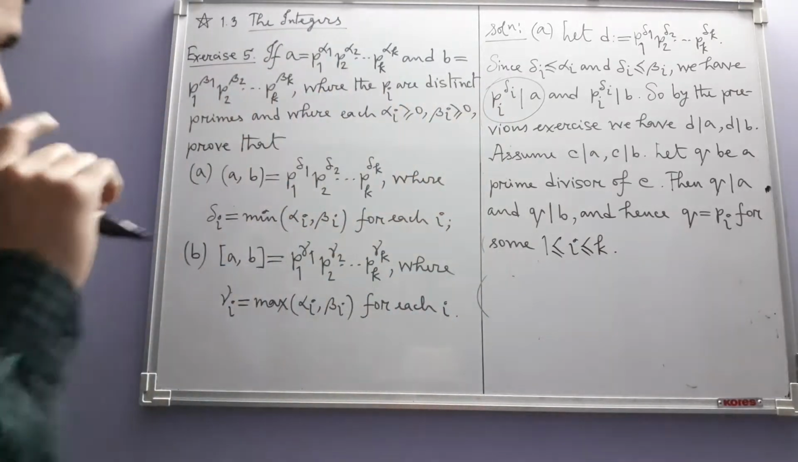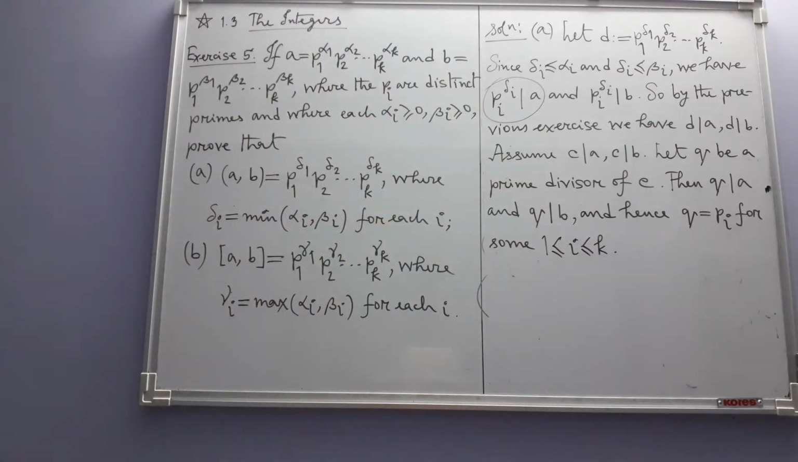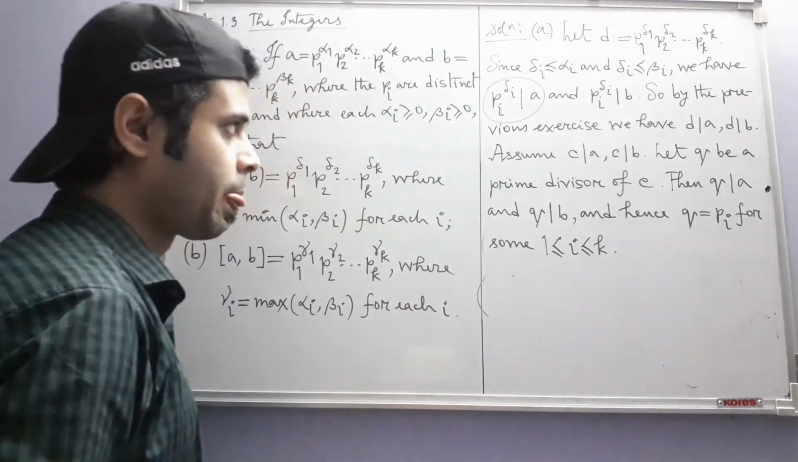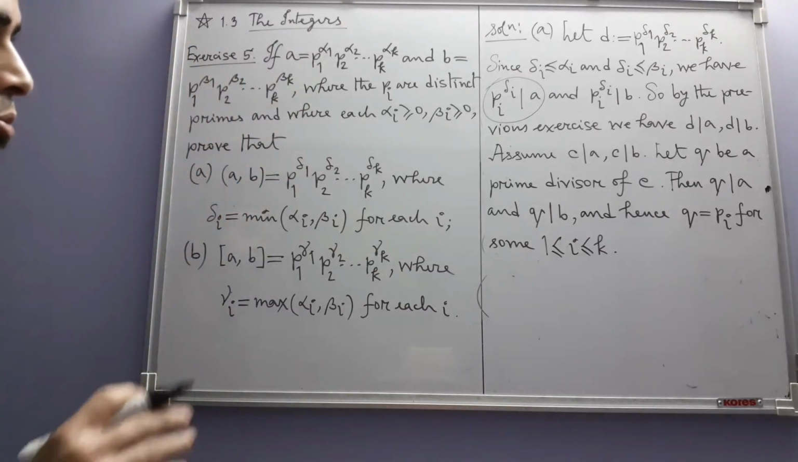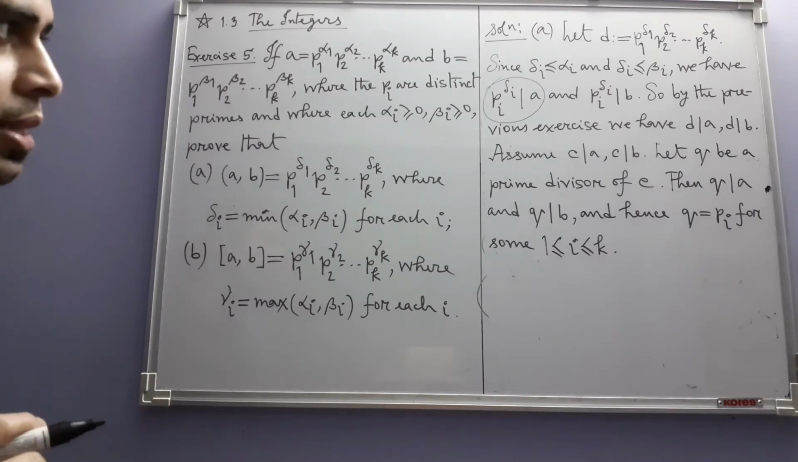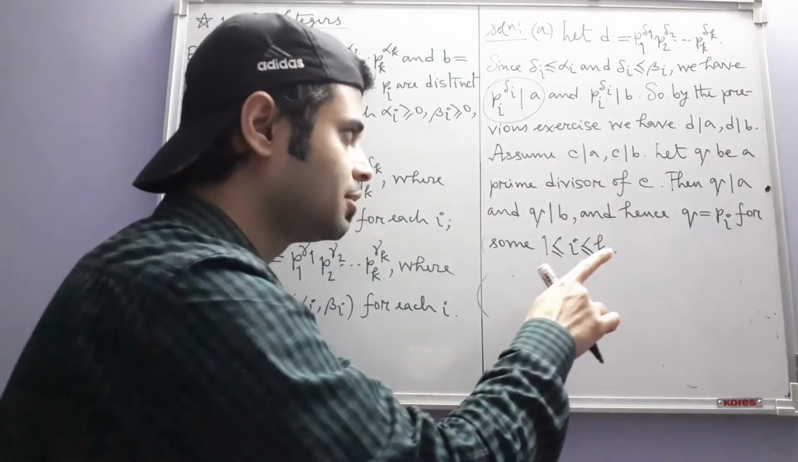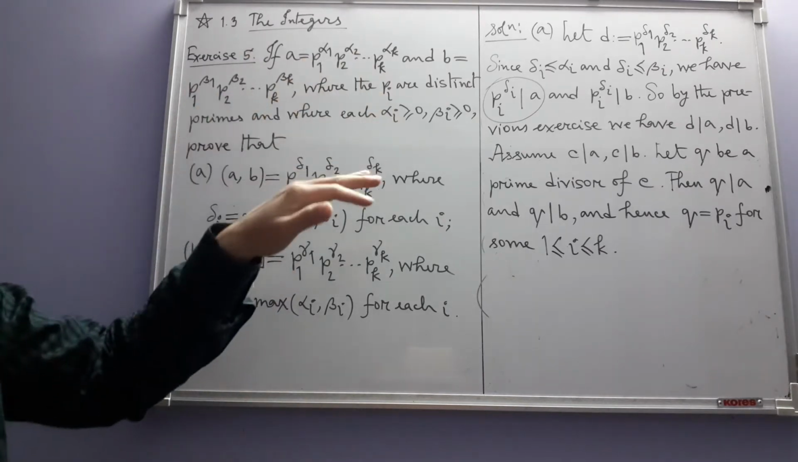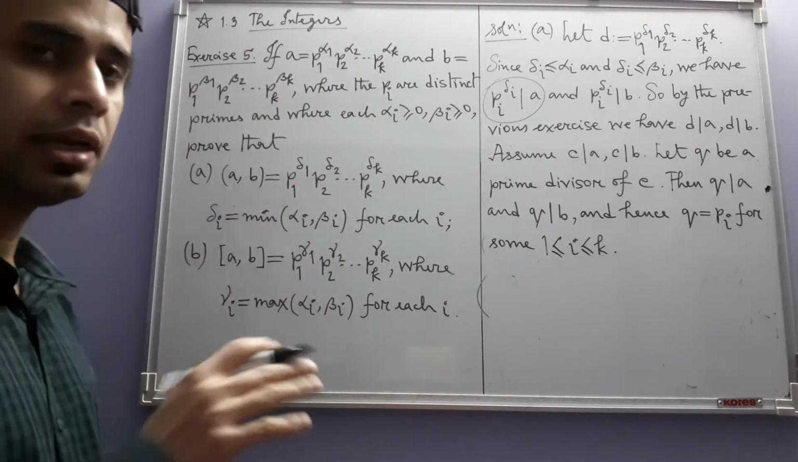Okay, so we have got till this. Now, fine. So what does this mean? This means that if C has some prime divisor, it has to be one of these k prime numbers. It cannot be anything else.